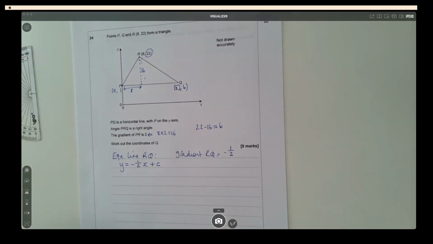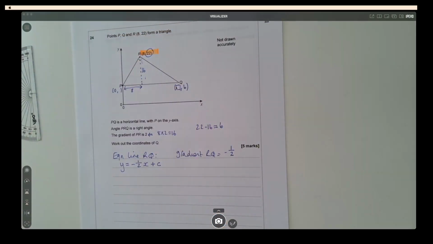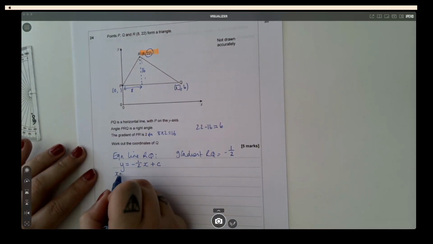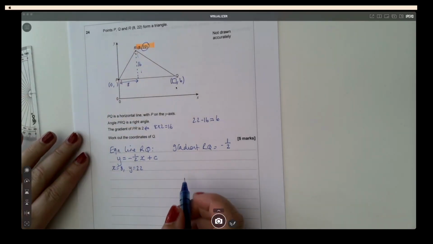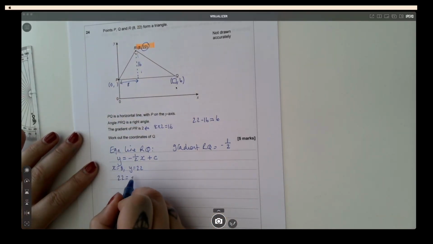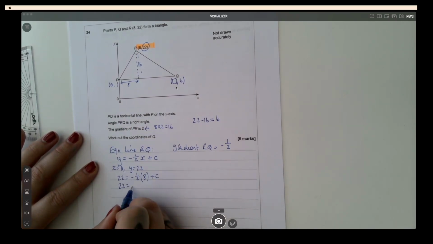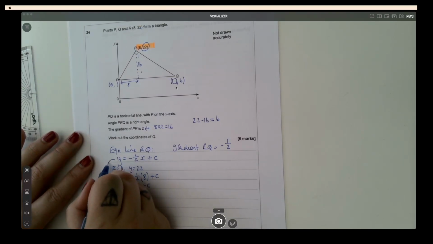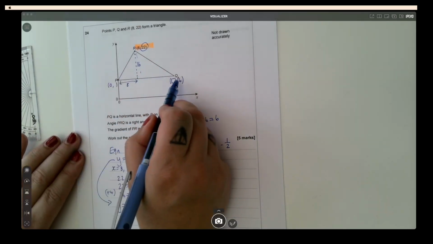Now we know a set of coordinate points on this line RQ. They've given us R. So let's substitute those in. So x equals 8 and y equals 22. That's from that R coordinate there. So -1/2 times 8 is -4. If we add that 4, c must be 26. So if we rewrite this equation, y equals -1/2 x plus 26. So this is the equation of the line RQ.